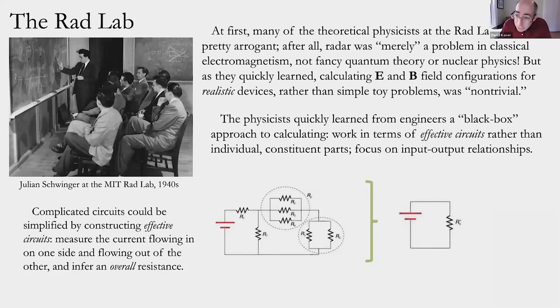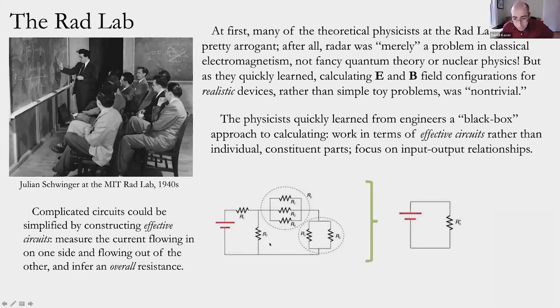To think about effective circuits, don't start from individual basic parts, and even more basically, focus on input-output relationships. So you might have a particular circuit for part of that radar system that would have a bunch of resistors, some in parallel, some in series. You have capacitors, you have all these messy electronic components. And although it is the case that one can simplify these mathematically and find an effective circuit using things like Ohm's law, the engineers would say, don't even waste your chalkboard time on that.